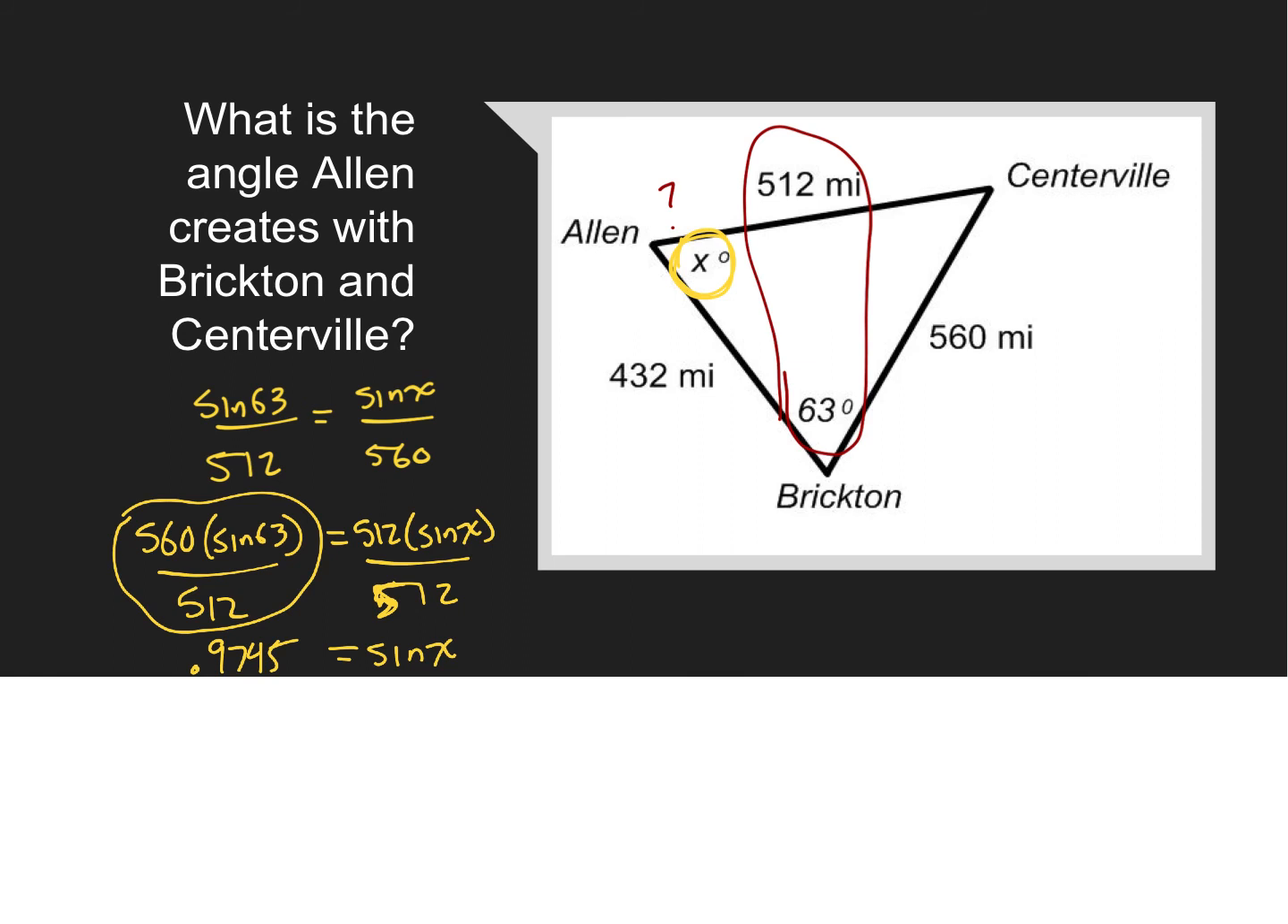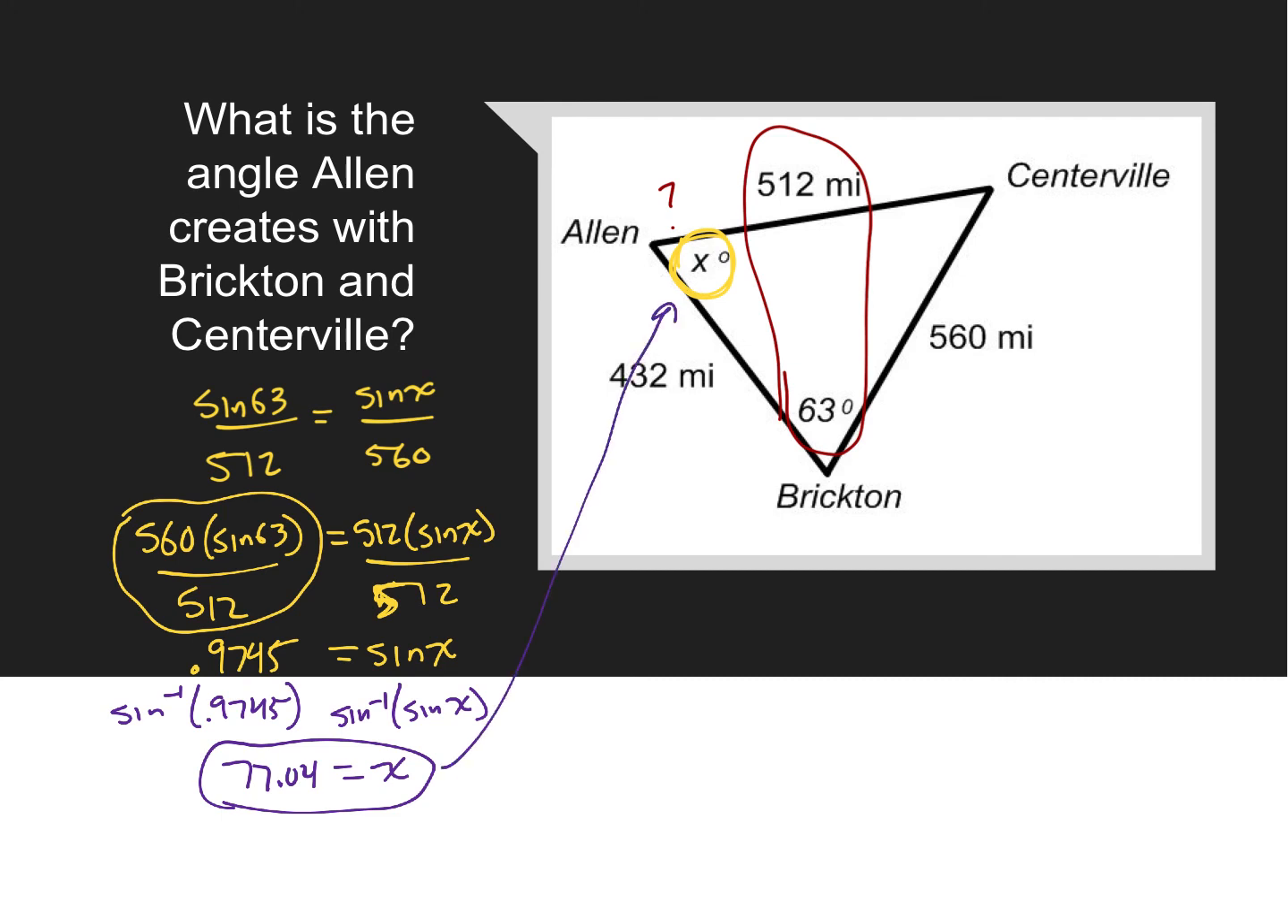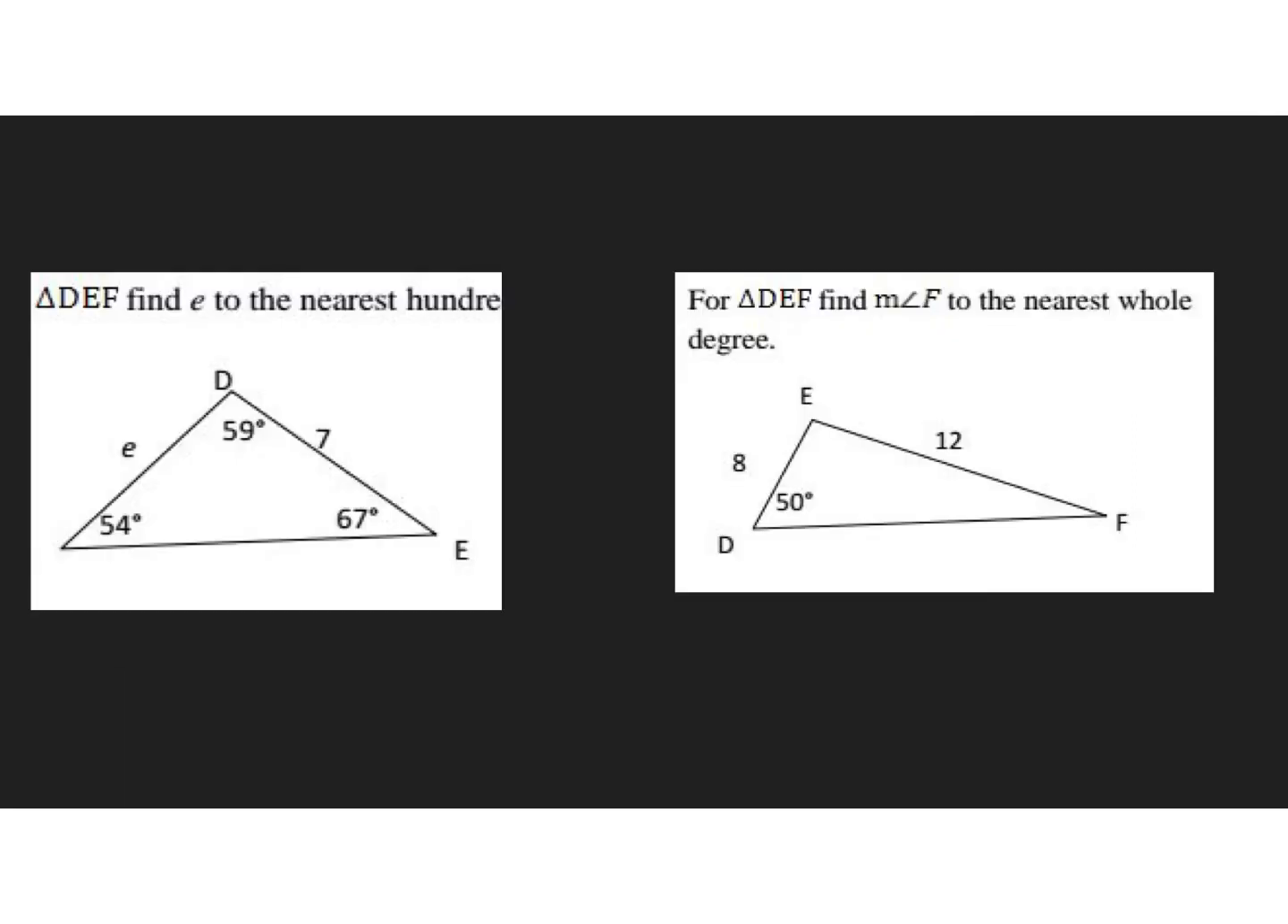So when you do that, you get 0.9745, again rounded off. The decimal keeps going. So again, I want to take sine inverse of sine of x, because that will leave me with just x. So now I take sine inverse of the decimal, and that's going to be 77.04. That's my answer. So that's going to be the angle that gets created there. And that's it. And again, all this is in the setup.